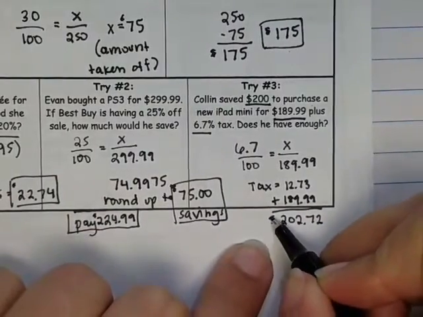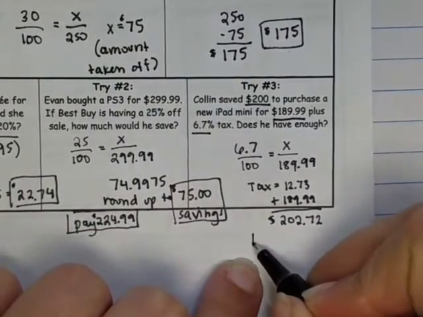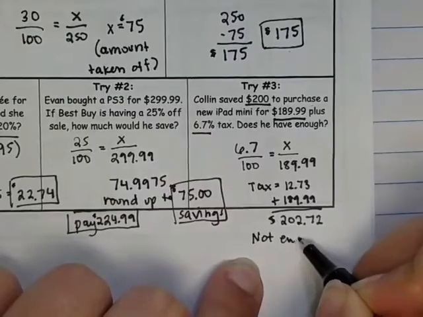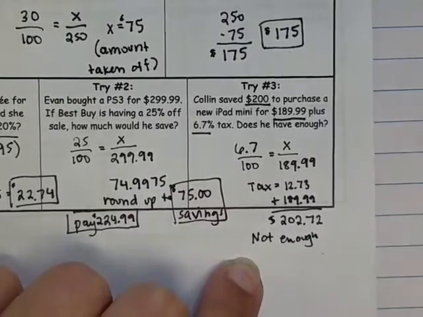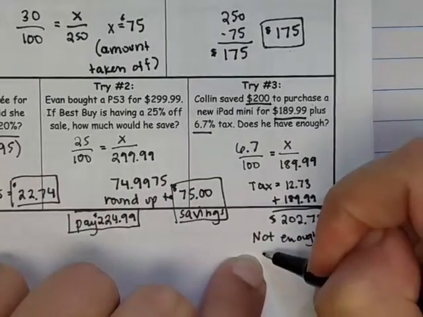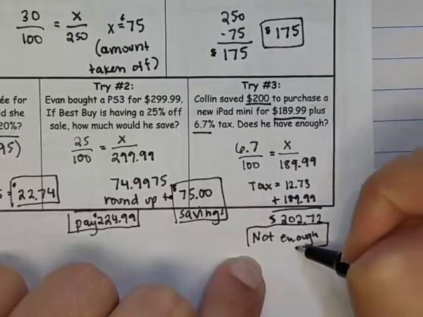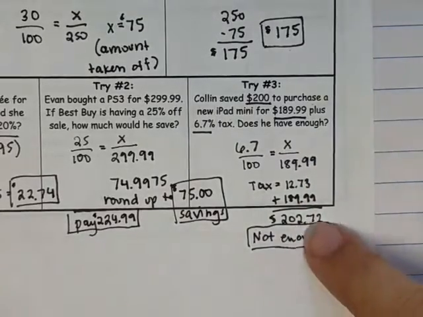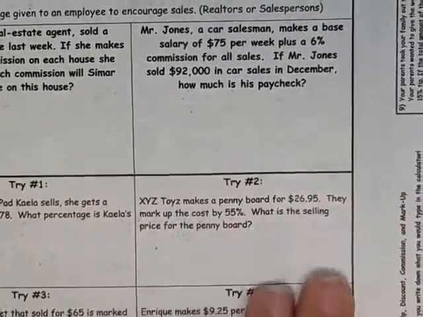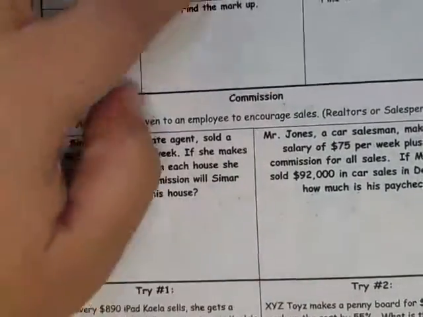No, he does not. So he'll probably have to go back out to his car and get some spare change or ask his mom for some extra money. So he does not have enough. He's short $2.72.